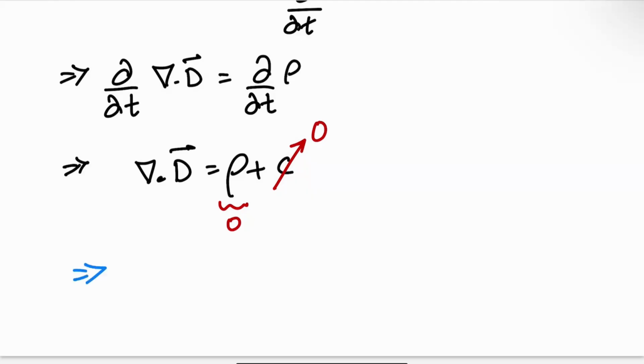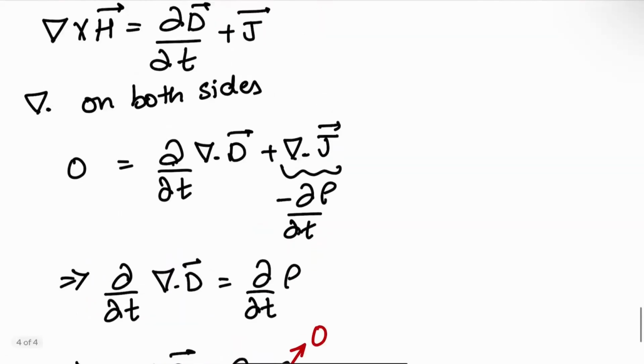And if you're not satisfied with that, then maybe this proof is not the best for you. But I am kind of satisfied with that: if there are no sources, then there cannot be any fields in an empty universe. And that's why that constant has to go to zero. So which means that the divergence of D has to be zero.